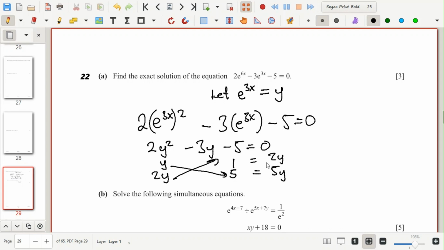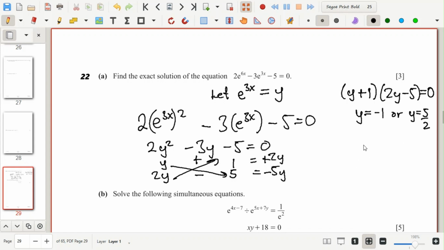What can I do to these two to get the middle term? When here is minus and here is plus, I'm going to get negative 3y. So I'll do the same thing. I bring the same equation here, plus minus. So my factors are (y plus 1)(2y minus 5) is equal to 0. So you get y to be negative 1 and you get y to be 5 on 2.